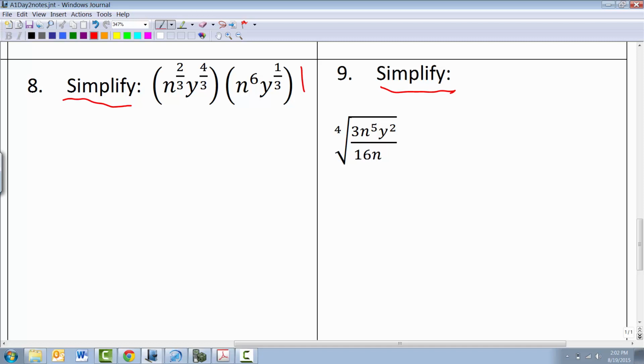You have some questions that are fractional exponents and some that are radicals, and you have to listen to me on what you need to do. Anything that starts as a fractional exponent, when you simplify, you end up as a fractional exponent. Don't be turning them into radicals. Just do your exponent rules and then keep them as a fractional exponent.